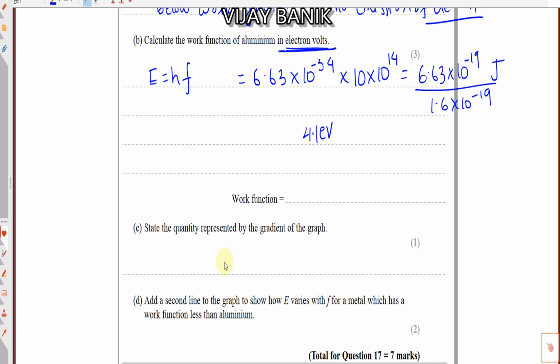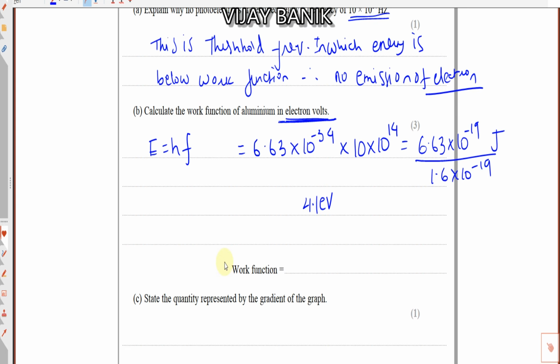This is: state the quantity represented by the gradient of the graph. It's always energy versus frequency. The gradient of the graph is always Planck's constant. Remember that. Okay, Planck's constant.